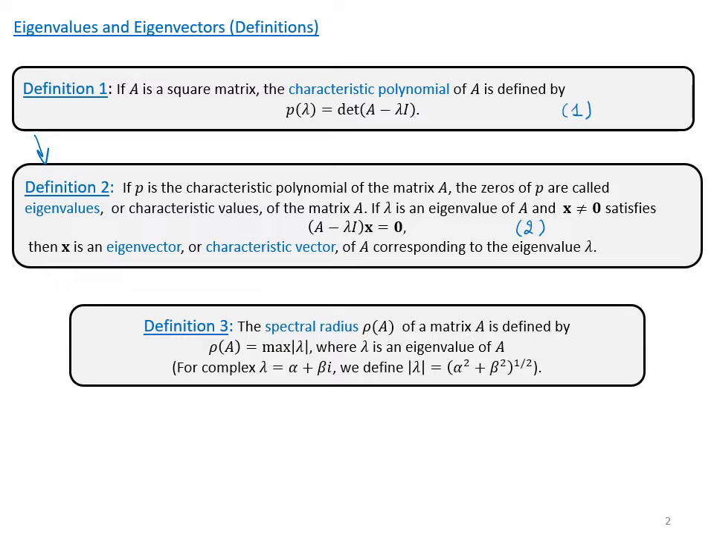And the third definition is about the spectral radius. The spectral radius ρ of A is defined by the following equality. Let's say 3. ρ of A equals the maximum of the absolute value of lambda, where lambda is an eigenvalue of matrix A.